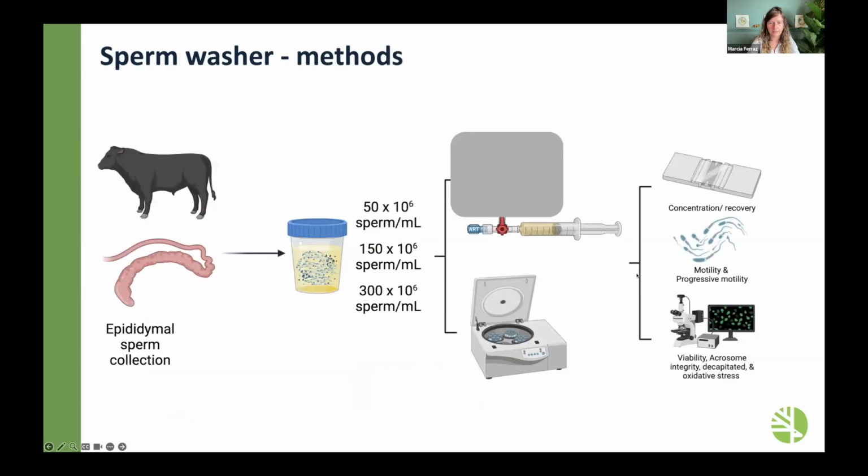So next, we tested this sperm washer with bovine semen. We collected the epididymal sperm from bovine from the slaughterhouse, and then we tested different concentrations of sperm. Then we compared the device wash with normal centrifugation, that is what people do. And then we checked for concentration recovery, the motility, so how the sperm are moving, and some other parameters.